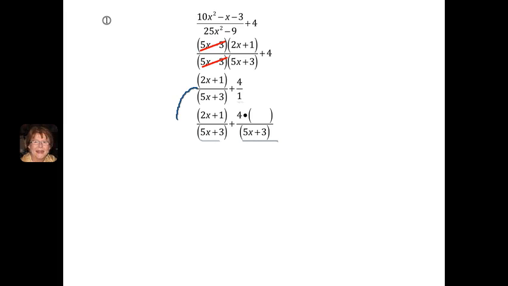Now, this first rational expression, we didn't change the denominator. Therefore, the numerator stays the same. But look at the denominator here. We multiplied by 5x plus 3. We must also multiply the numerator by 5x plus 3. Do you remember what comes next?